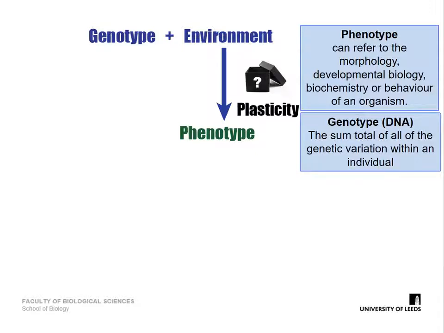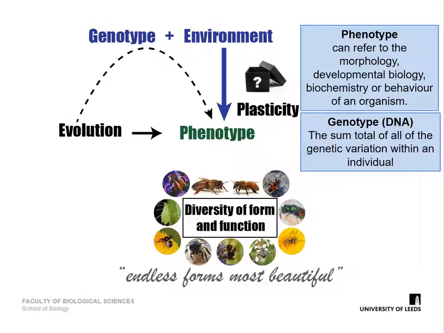So why are we so interested in the phenotype of an animal? Well, it's the phenotype of the animal that evolution acts on. So plants and animals that are best adapted to their environment, survive the longest and reproduce the most, are the ones that we see surviving around us today. So this diversity of form and function that we see, these endless forms most beautiful, are evolutionarily successful. They're adapted to their environment and they've all survived to be successful and reproduce.